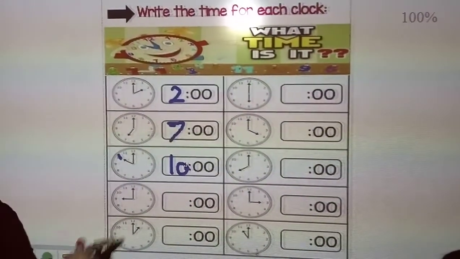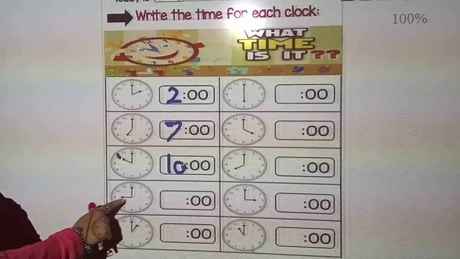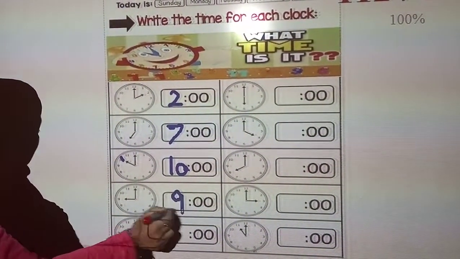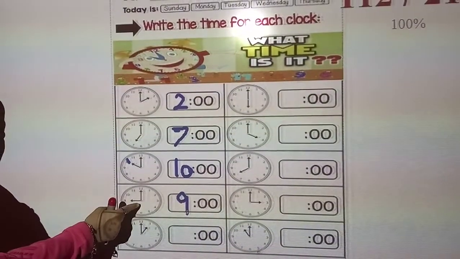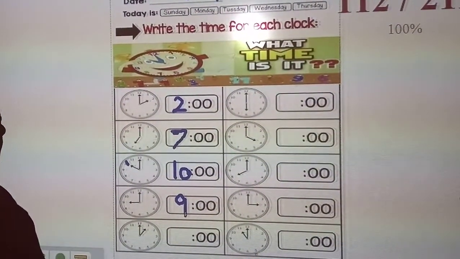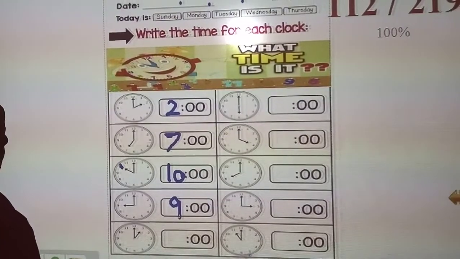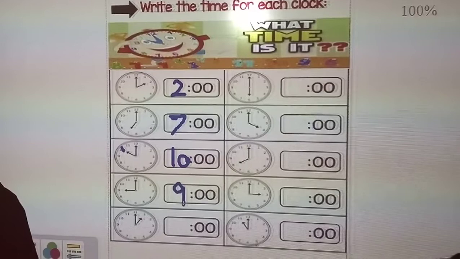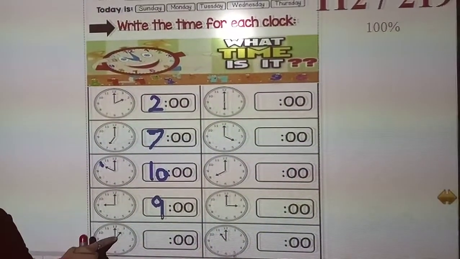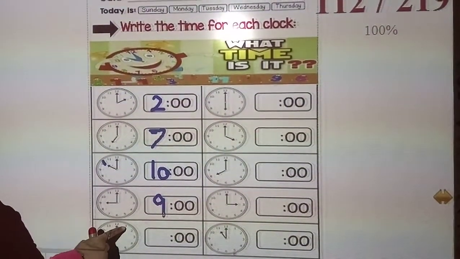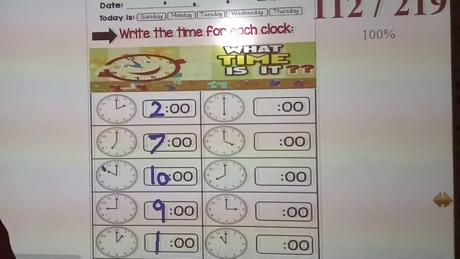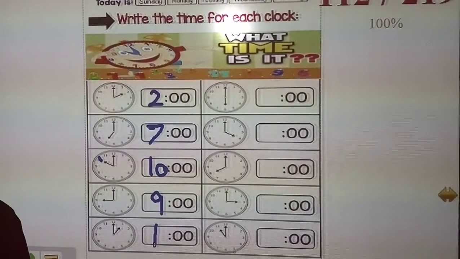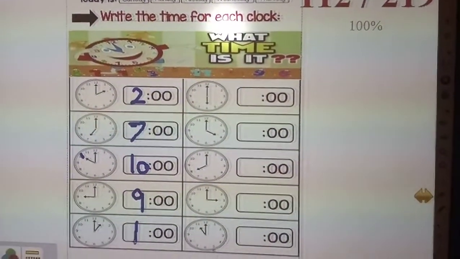Number 4, step number 1, start with the short hand. It points to 9. And the long hand points to 12, means 9 o'clock. Number 5, we'll start with the short hand. It points to 1. And the long hand points to 12, means 1 o'clock.